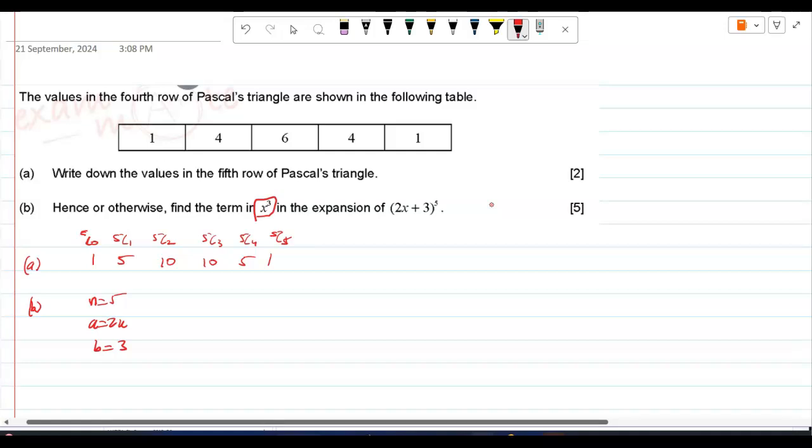Now this will be nCr we don't know, a raised to we don't know, and b raised to we don't know. We want x^3, so a is raised to 3, and b is raised to 2. Now 5C2 is 10, as we can see from this. So 10 into 8x^3 into 9 is 720x^3. Nice. You did it quicker.